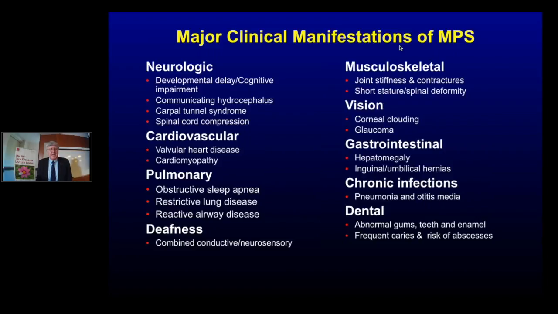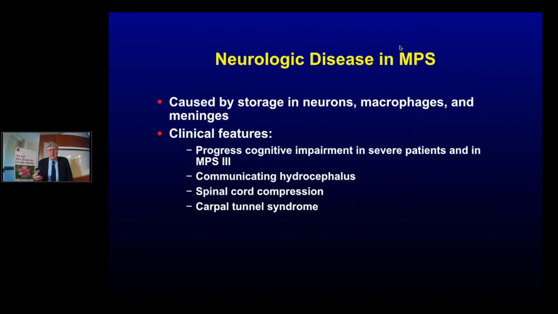So what I want to do next is really talk about some of these features. I'm going to cover neurologic, cardiovascular, pulmonary, musculoskeletal, and vision, all as an example of the different features we can see. Now, talking in terms of neurologic disease in the MPS patient, this is caused by storage in the neurons, macrophages, and the meninges. What we see is progressive cognitive impairment in severe patients and in these MPS III patients.